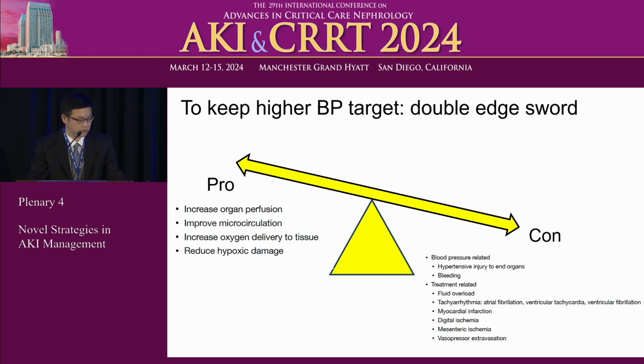On the pro side, increasing the MAP may improve our organ perfusion, micro and macro circulation, improve oxygen delivery, and reduce hypoxemic injury. On the con side, improving the blood pressure target may need an increase in vasopressors, and that comes with an increase in complications, including tachyarrhythmia, MI, digital ischemia, and valve ischemia.